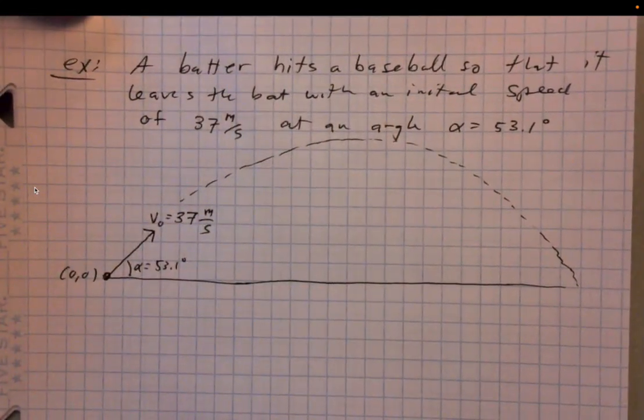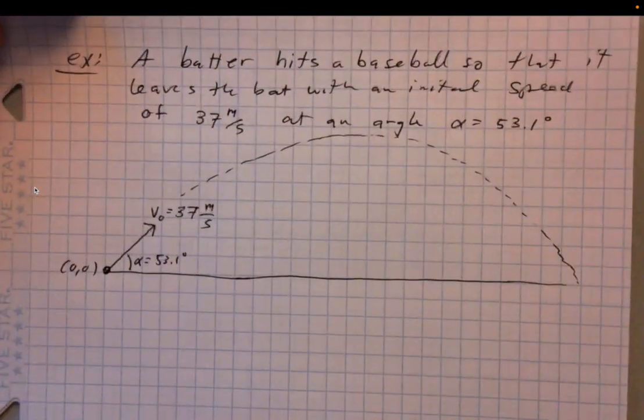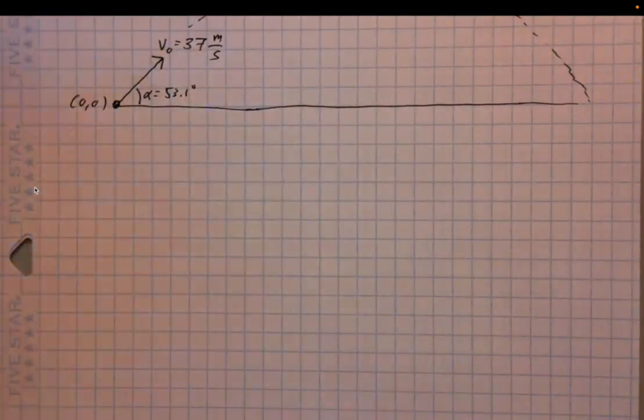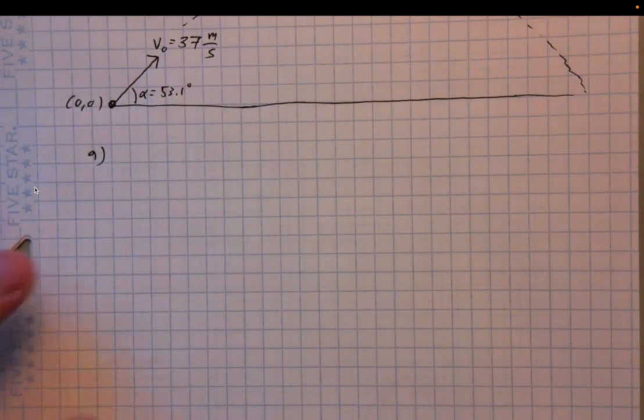You could ask what the speed, the distance from home plate, and so on. But we're going to ask the three classic questions. The first one is you want to be able to calculate position and velocities at some time.